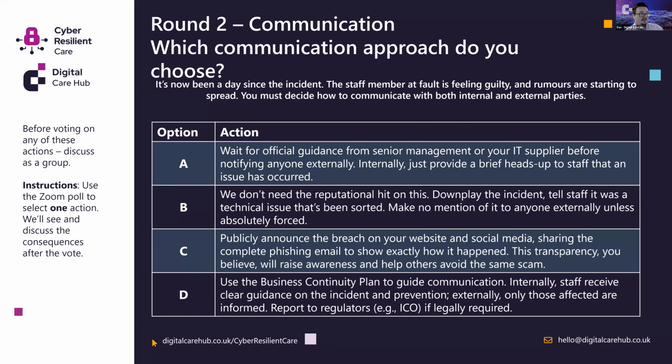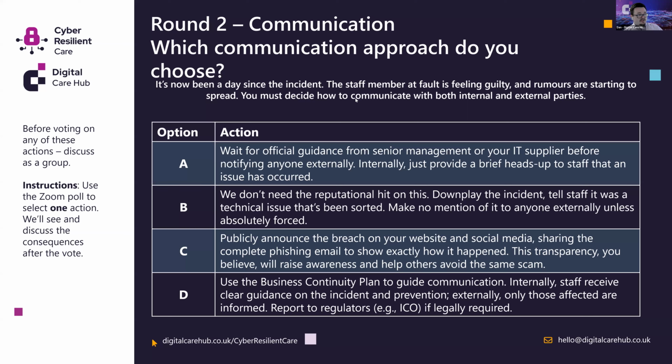So looking at it then, it's a day after the incident. Let's say we've taken that option A, we've informed the IT supplier, etc. We've informed the staff. It's been a day since the incident, and the staff member still feels quite guilty, understandably. Rumours are starting to spread that something might have happened. How do we communicate this to our internal and external parties? We can do option A, wait for the official guidance from senior management or your IT supplier before notifying any external people.